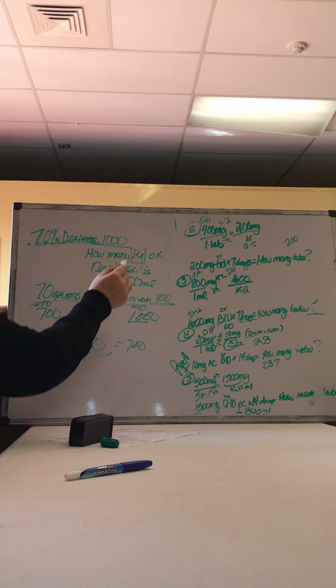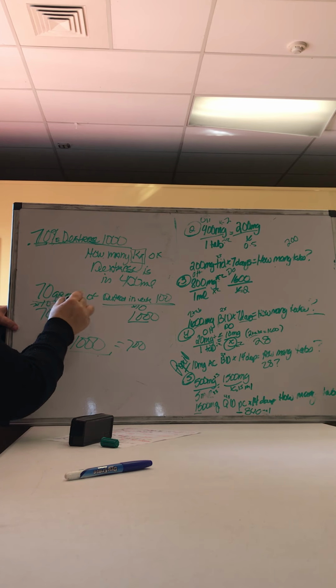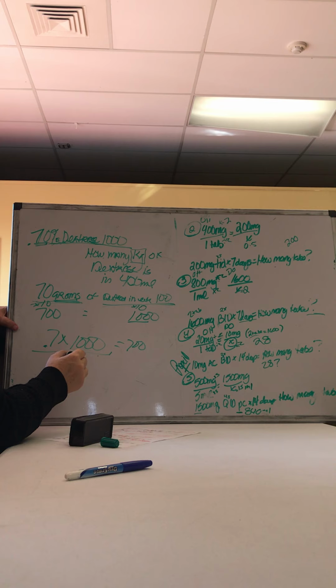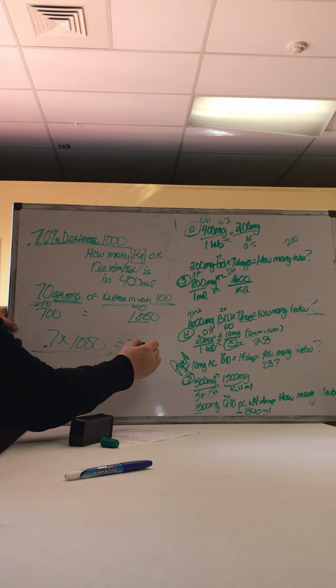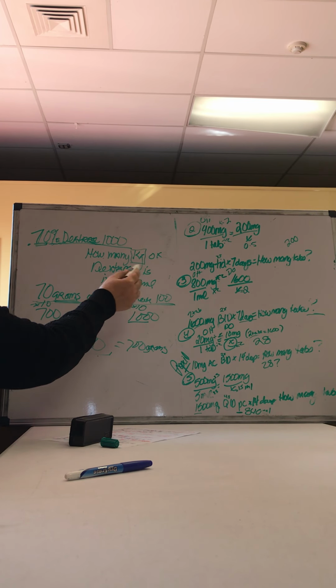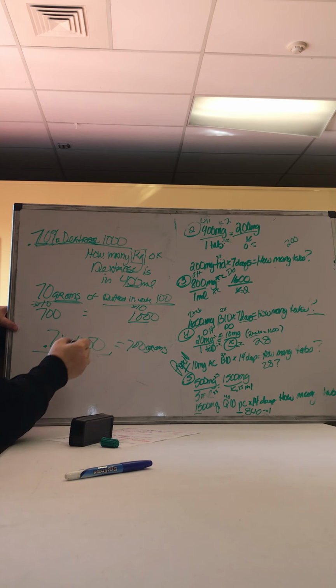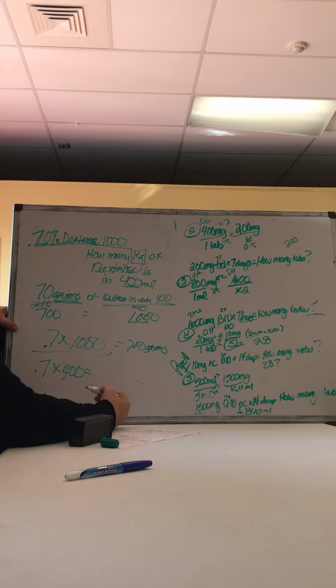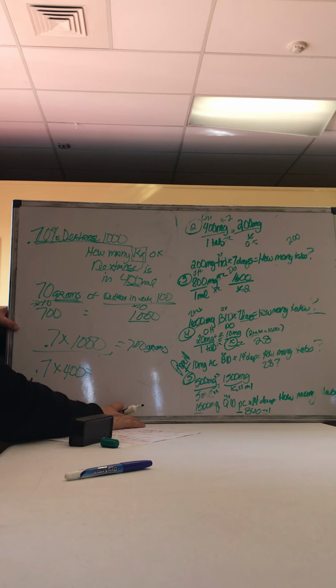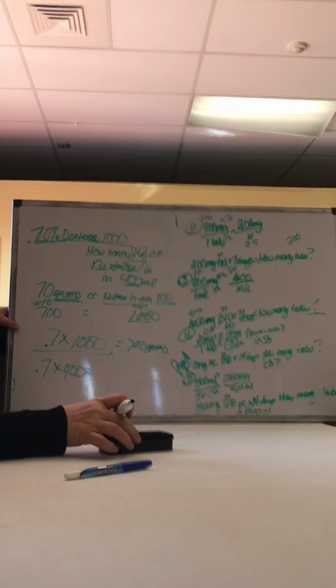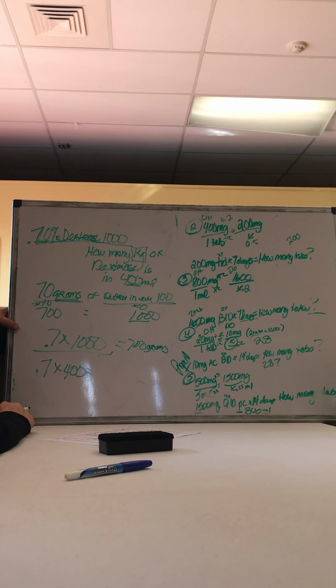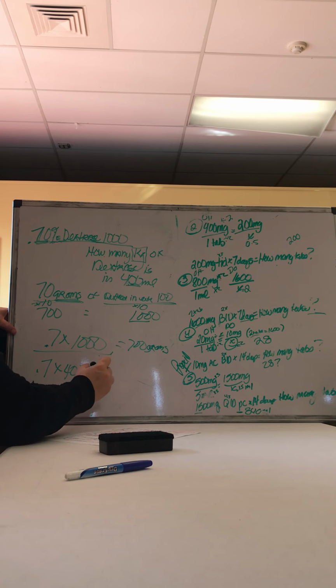Think on that, because this is grams. So once we get our grams, these are grams. Now we got to figure out how many kilograms of dextrose is in 400. So we already know we got 70% of 400. So you can go 0.7 times 400 equals what? 280. So we know it's 280 grams.